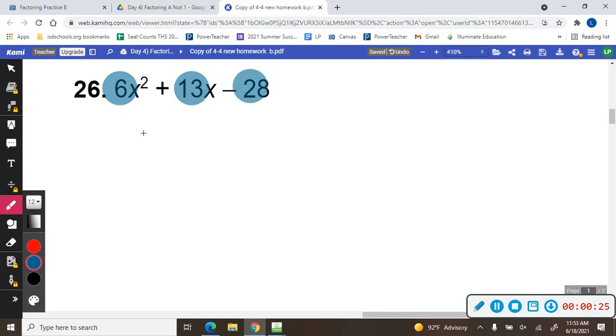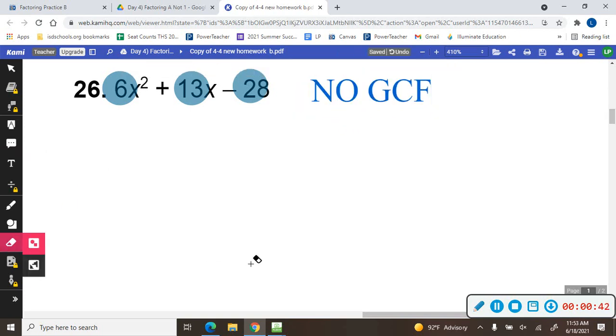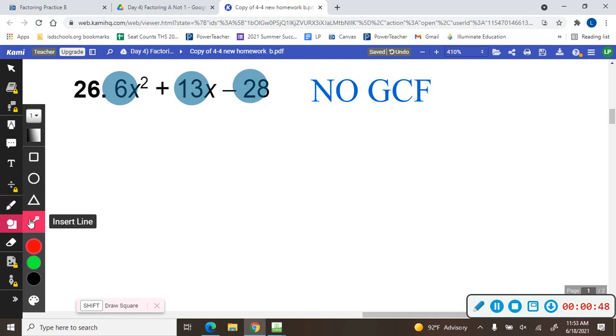6 goes into 6, but 6 does not go into 13. Other numbers that go into 6 are 3 and 2. 3 and 2 do not go into 13. So far I found that there's no GCF. You should always look for GCF. Second, I'm going to go ahead and make my factor x.